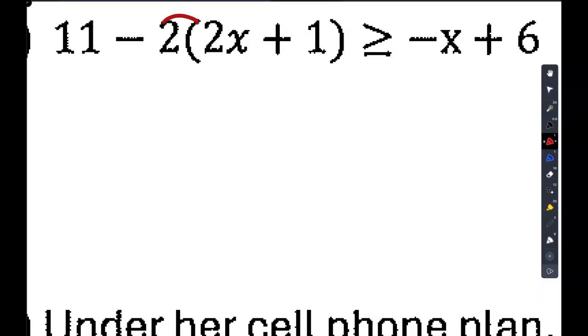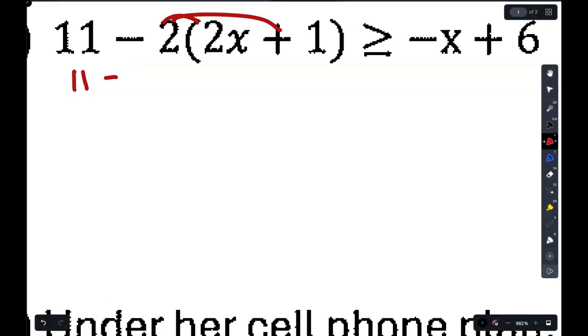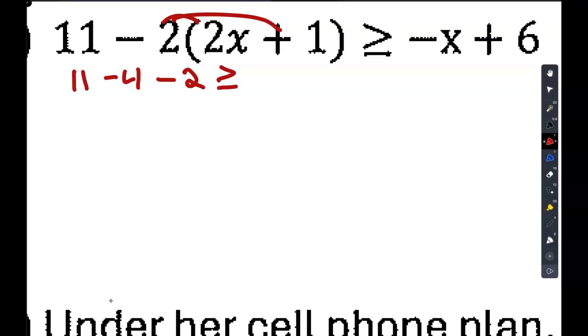All right, first thing I'm going to do is distribute this -2. That's going to give me 11. Negative times a positive is a negative. 2 times 2 is 4, so I write 4. And then negative times a positive is a negative, and 2 times 1 is 2. And everything else I'm just going to bring down. This should have an X on it right there.